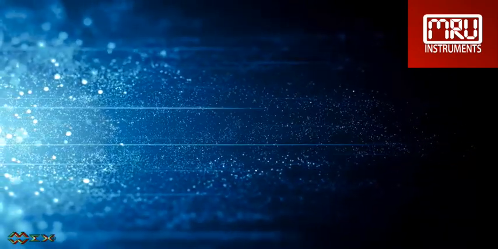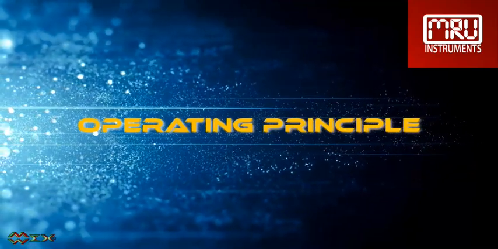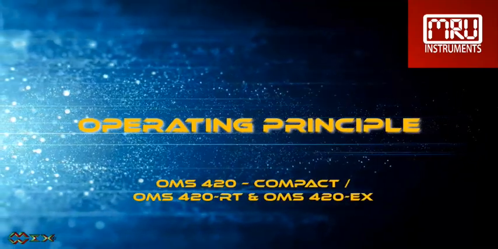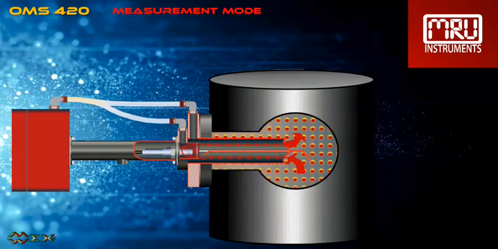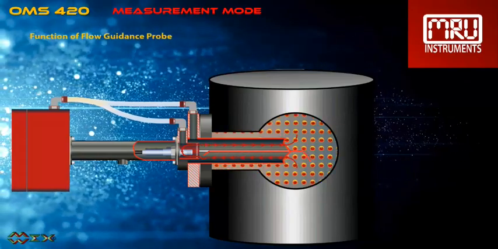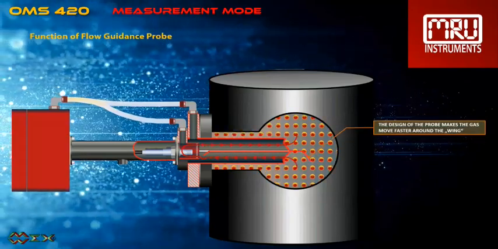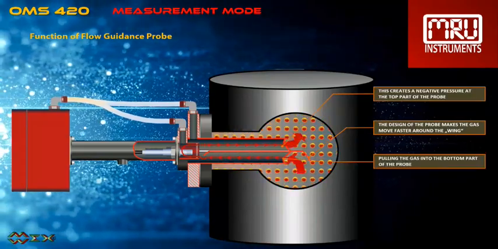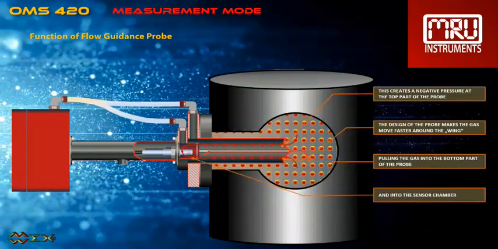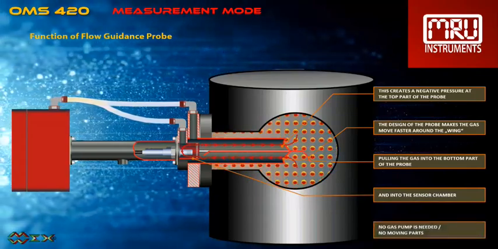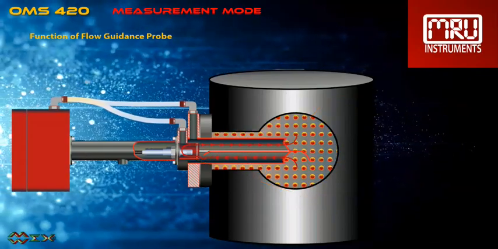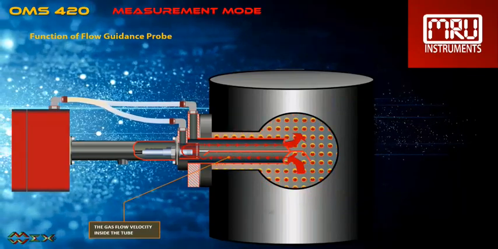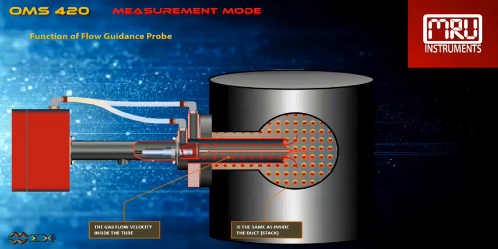Now, how does the OMS hollow probe with flow guidance function? This is for all probes, except the HT model, which we will cover shortly. Here is displayed during measurement. The design of the probe makes the gas move faster around the wing. This creates a negative pressure at the top part of the probe, pulling the gas into the bottom part of the probe, and into the sensor chamber. The gas flow velocity inside the tube is the same as inside the duct.